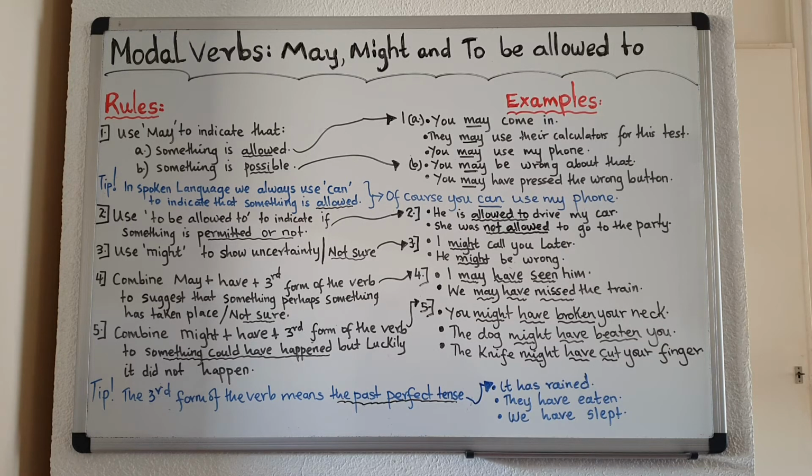Use "to be allowed" to indicate if something is permitted or not. So if you want to let someone know whether they can do something or whether they are not allowed to do it, then use "to be allowed to." Look at example 2 on the right.